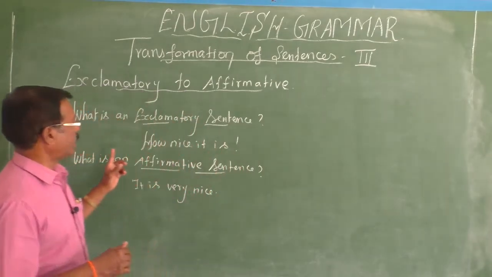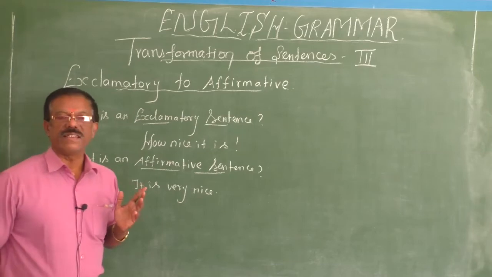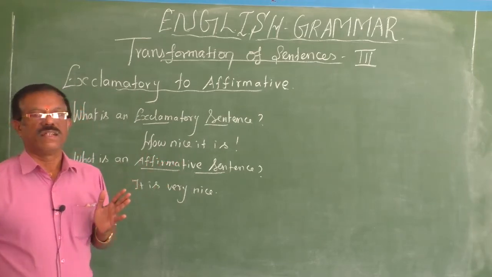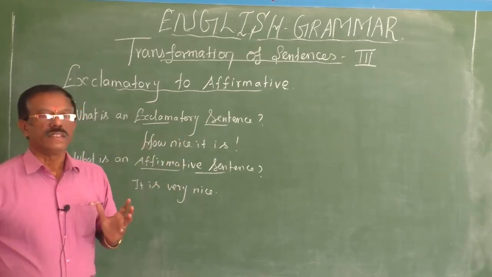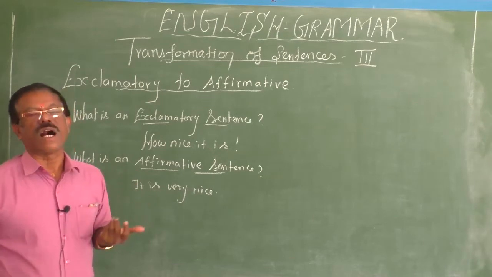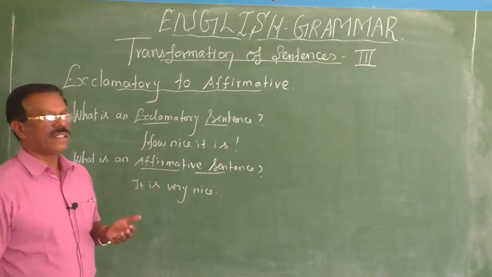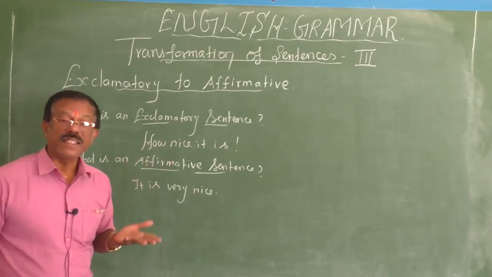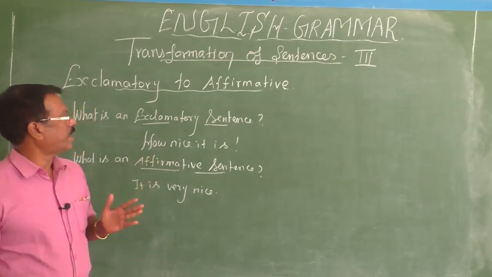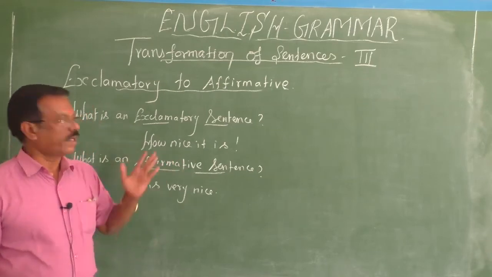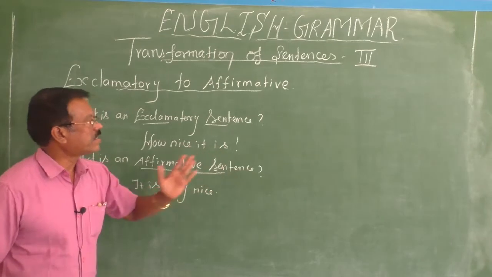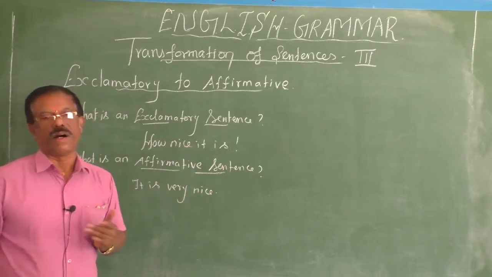Here I have given you an example. How nice it is! It is an exclamatory sentence. When you have something nice or something so soft, then you can express that in such a way: How nice it is! See the expression. It is an example for an exclamatory sentence. It ends with an exclamation mark.